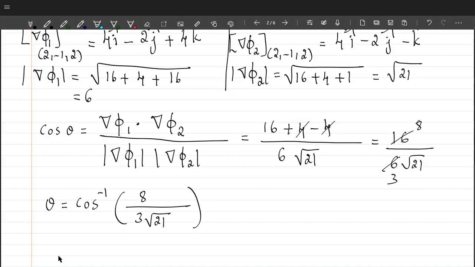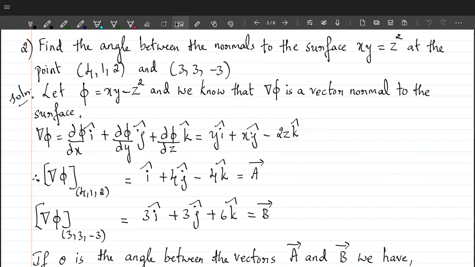The first problem is done. Let's solve the second one similarly. The next problem here is: find the angle between the normals to the surface xy equal to z square at the points (4, 1, 2) and (3, 3, -3).